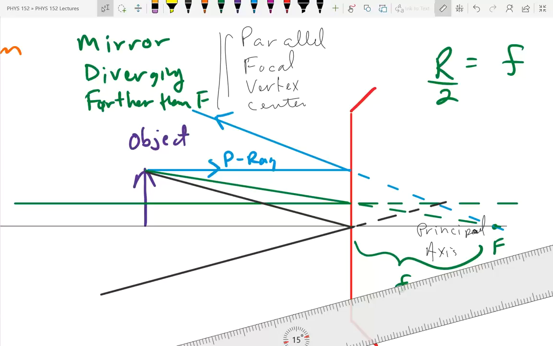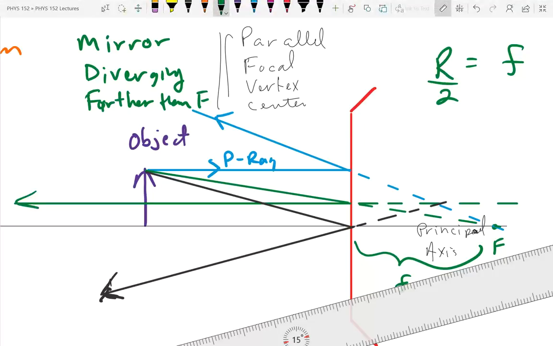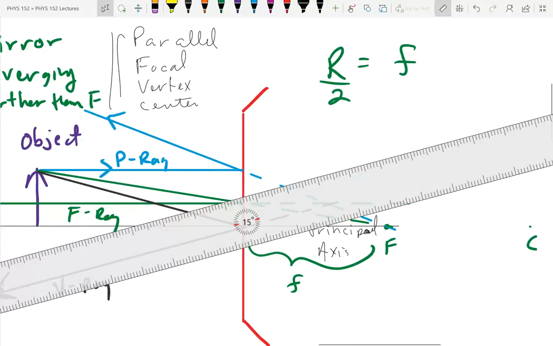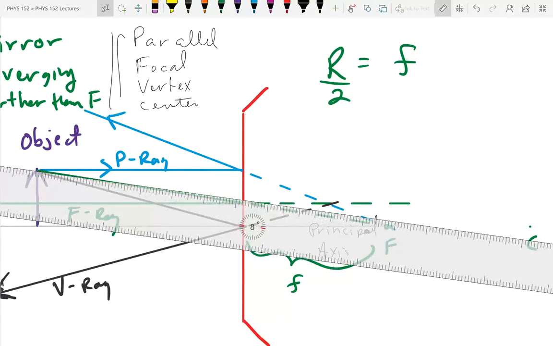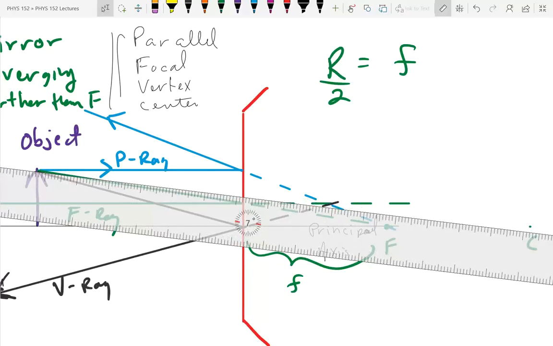But there's one more ray that I could have done, and since I'm trying to illustrate how this thing works, I should have named these. This is the V ray. Whoops. That was the F ray. This is the V ray. So the last one would be the center ray. The center ray should go from the tip of my object through the center of curvature.